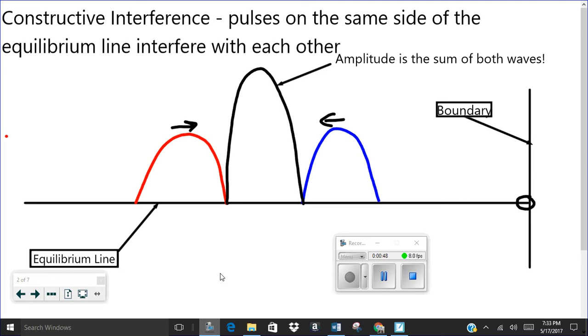So two types of interference, once again. Constructive interference: you have pulses on the same side of the equilibrium line that interfere with each other. And when they superposition, the amplitude will be the sum of both the waves. So if I send the red pulse down the length of the Slinky, and then another pulse is on the same side of the Slinky but going in the opposite direction, when those two amplitudes intersect or superposition, the amplitude will be the sum of the two parts. So the red one plus the blue one will equal the black one.